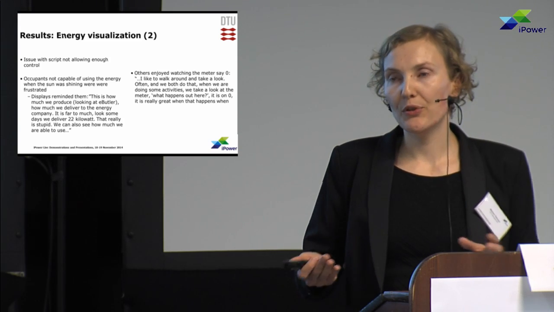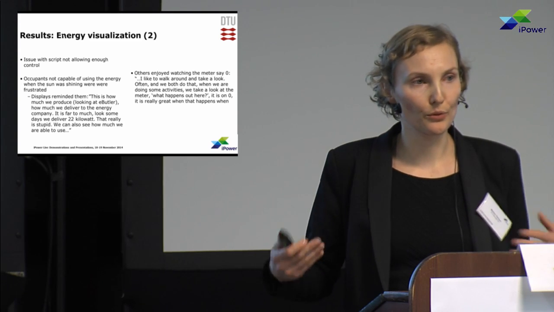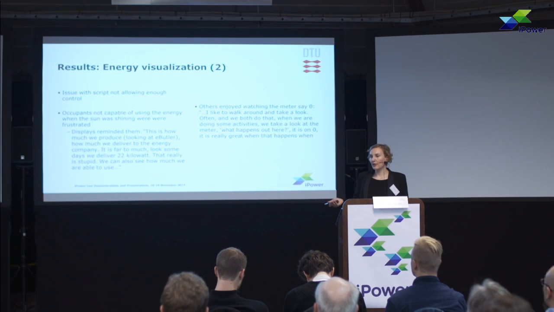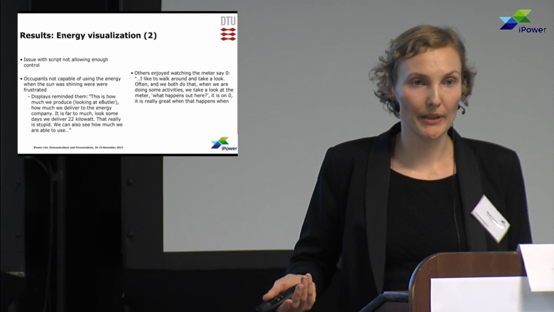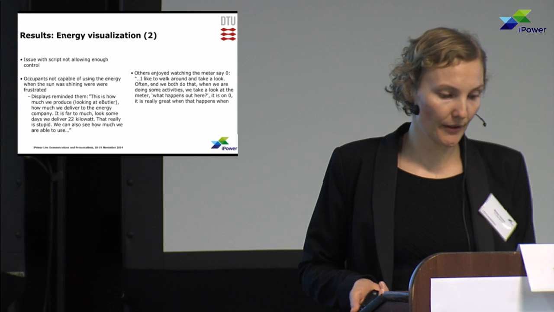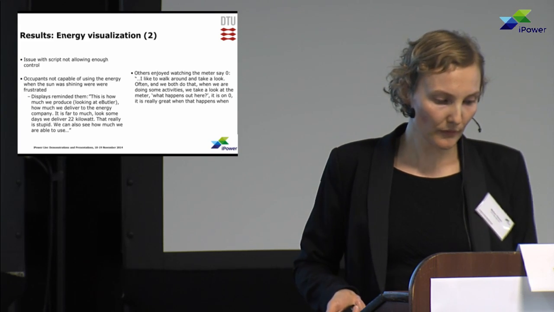Other families used it the opposite way, because they had the possibilities to use all the energy when it was being produced. They could use the electricity when it was being produced. One woman was explaining how they as a family enjoyed plugging everything into the grid when the sun was shining, and then going to the meter and being really happy if it was set to 0, so that they could have all this consumption for free, like vacuum cleaning, charging the car, and so on. So it was going both ways.